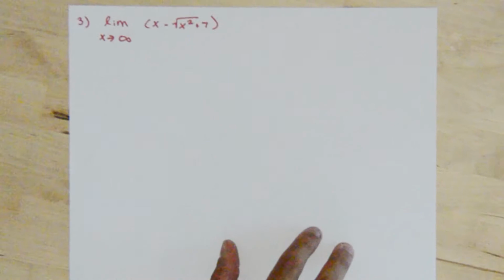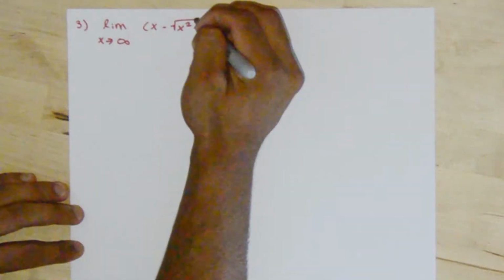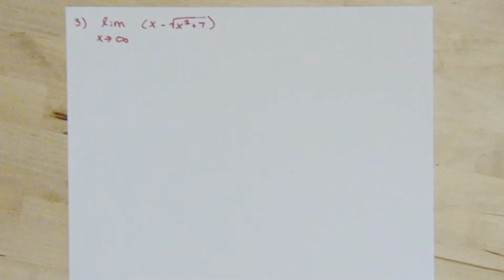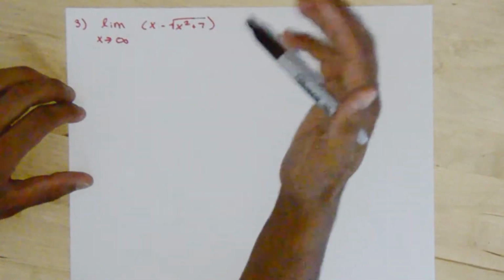So this next problem is the limit of x minus the square root of x squared plus 7 as x approaches infinity. And notice that this is not actually a fraction, so we have to figure out another way to manipulate this.